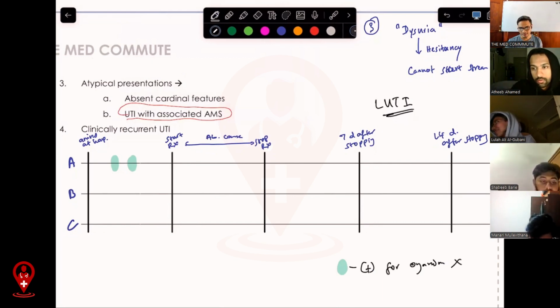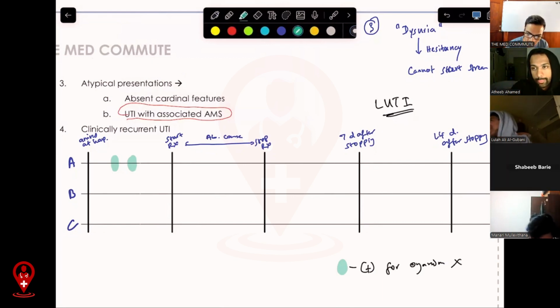Okay. Then let's say you started the patient's antibiotic course. During the antibiotic course, you can also test the patient's urine. When you test the patient's urine during the antibiotic course, you see this.